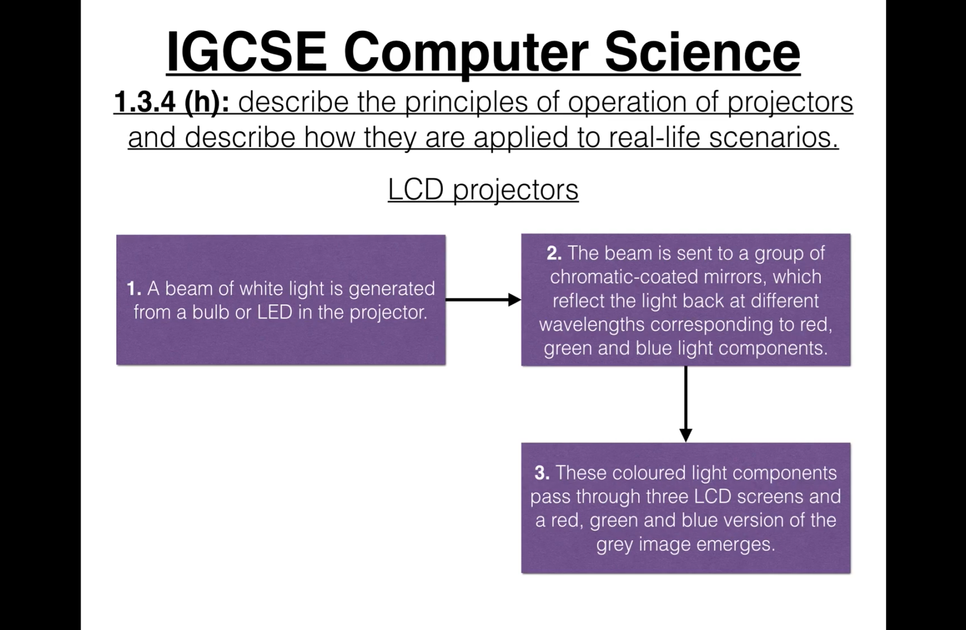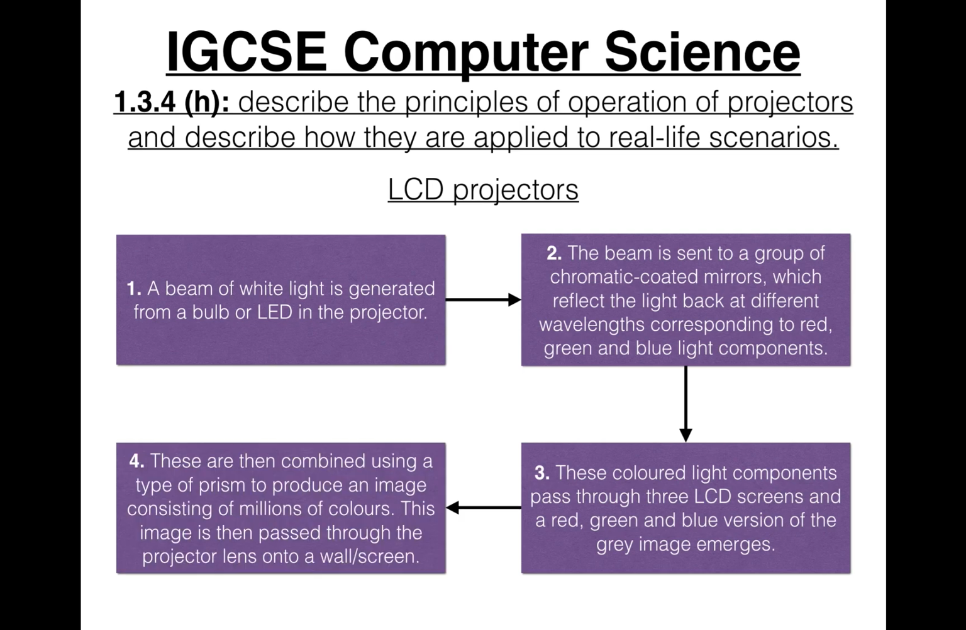These colored light components pass through three LCD screens, not LED screens, and a red, green, and blue version of the gray image emerges. Finally, these are combined using a type of prism to produce an image consisting of millions of colors. This image is then passed through the projector lens onto a wall, screen, or interactive whiteboard. And that's pretty much it.